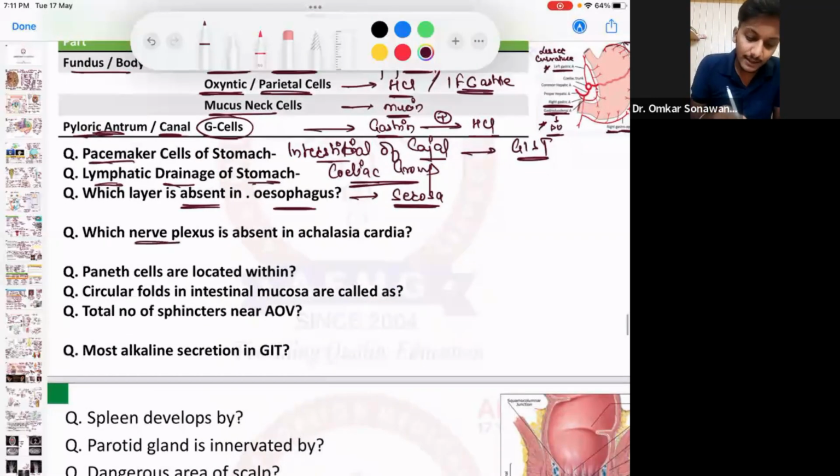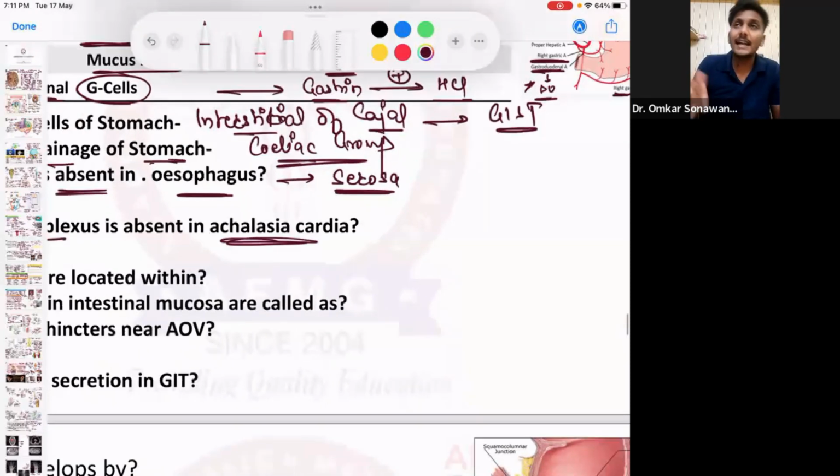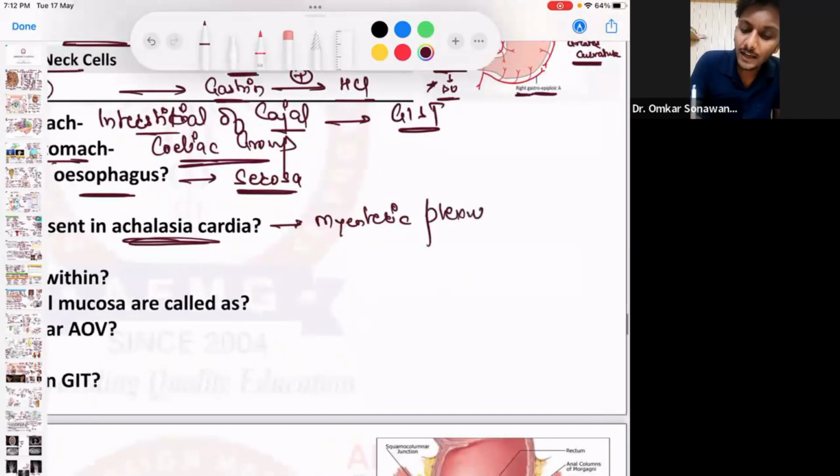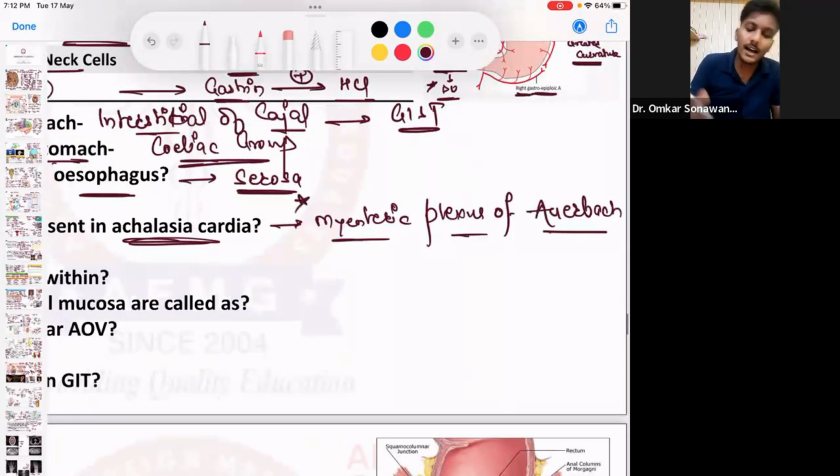Which nerve plexus is absent in achalasia cardia? In achalasia cardia, as we know, the nerve plexus is absent. Therefore, it is usually in constant spasm. So which nerve plexus is absent? The myenteric plexus, also called the myenteric plexus of Auerbach.